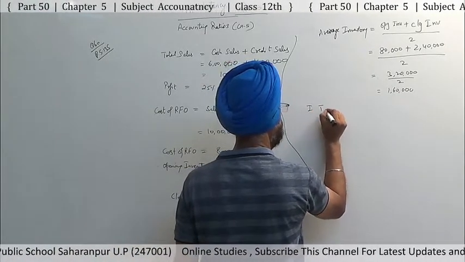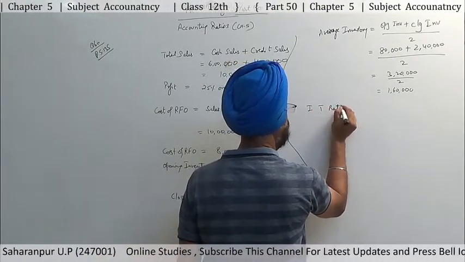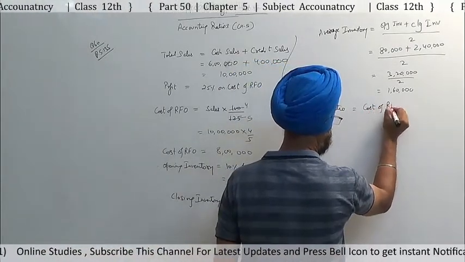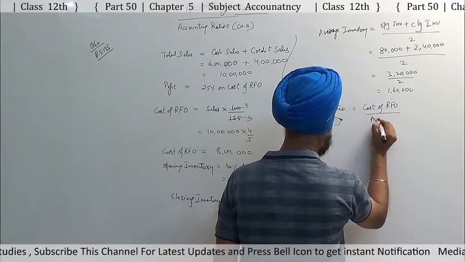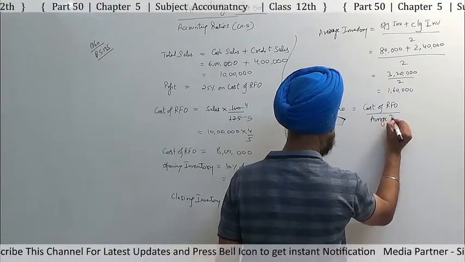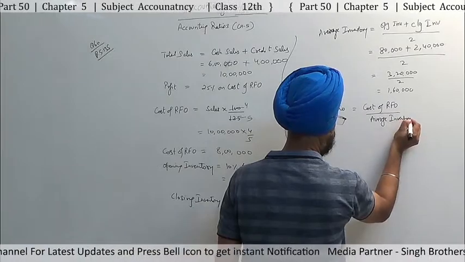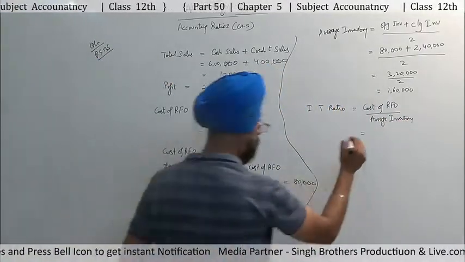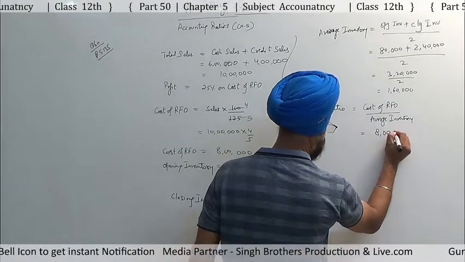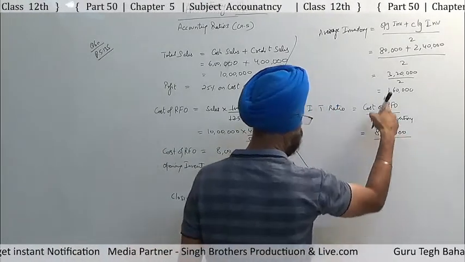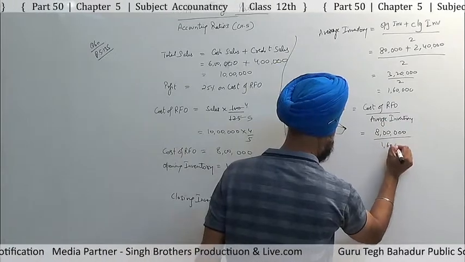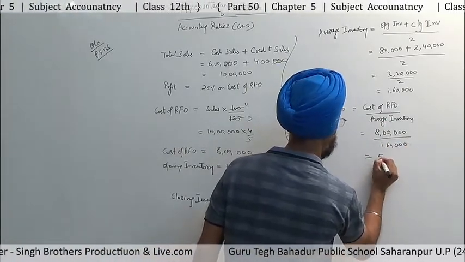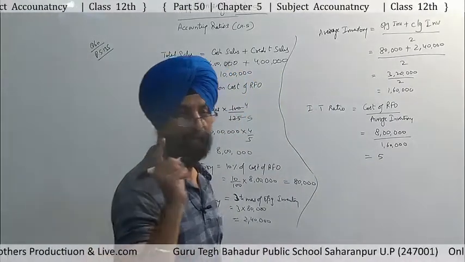So inventory turnover ratio equals to cost of revenue from operation upon average inventory. Cost of revenue from operation, this is 8 lakh. Average inventory, this is 1,60,000. In this way we get inventory turnover ratio 5 times.